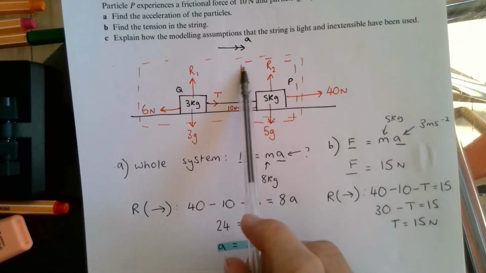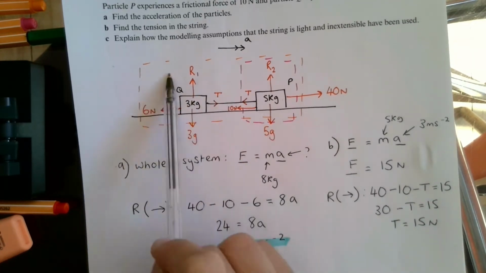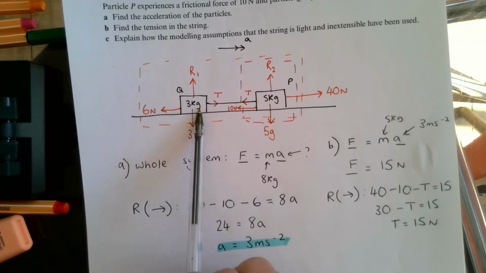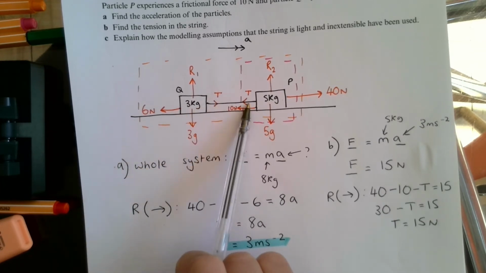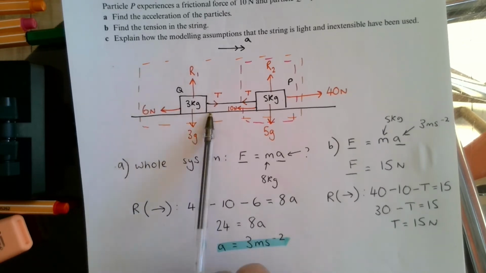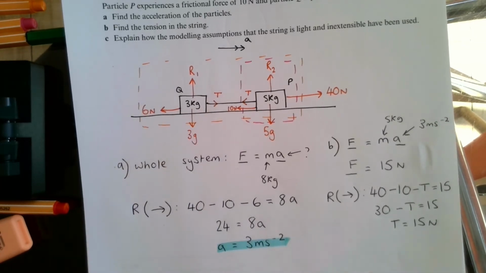Now, I just did that by looking at particle P. If you wanted to, you could look at particle Q, do the exact same thing, and you would still get that T is equal to 15 newtons. Both those tensions will be the same. So if you've got some extra time, try that out, work out what T is there, and hopefully you'll get an answer of 15 newtons.